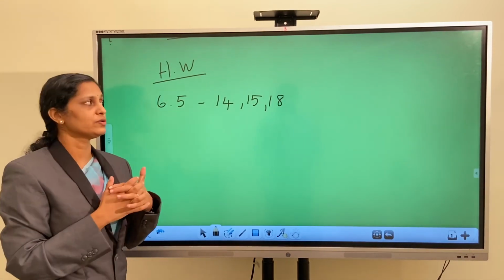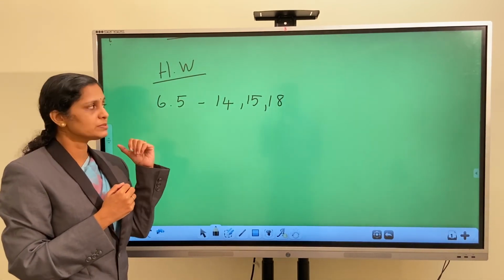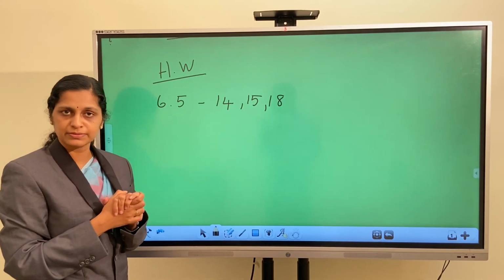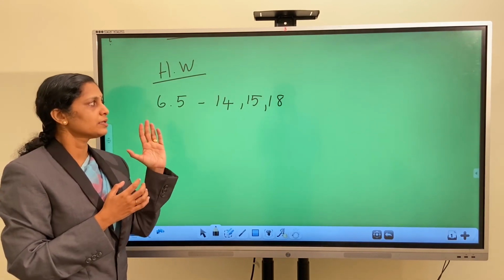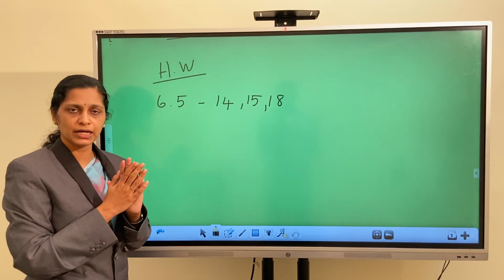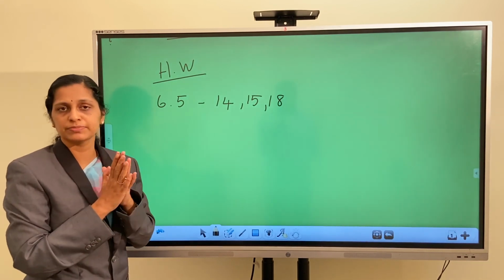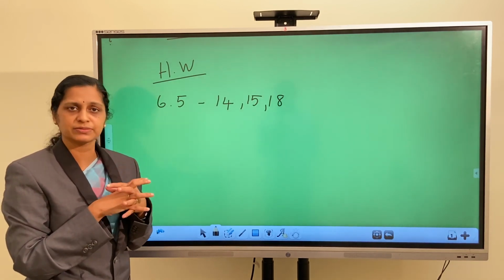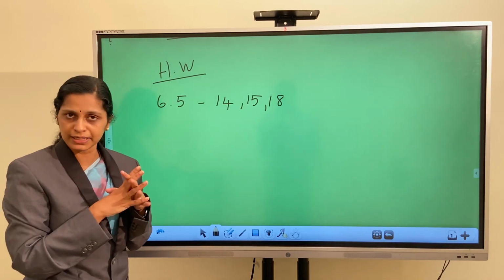Okay, students, we have seen some problems based on the concept of local maxima and local minima. And here we are using the idea that for a function, the local maxima and local minima happen at the critical point.